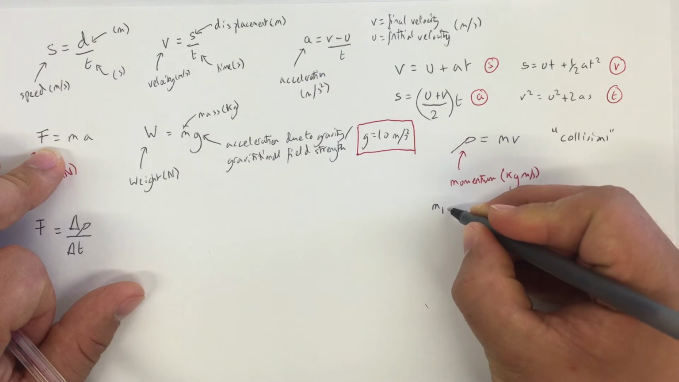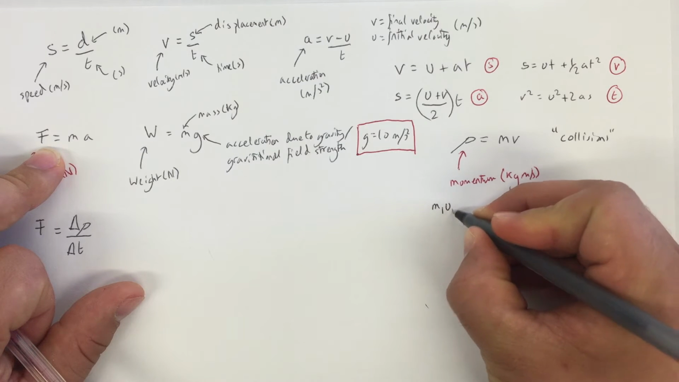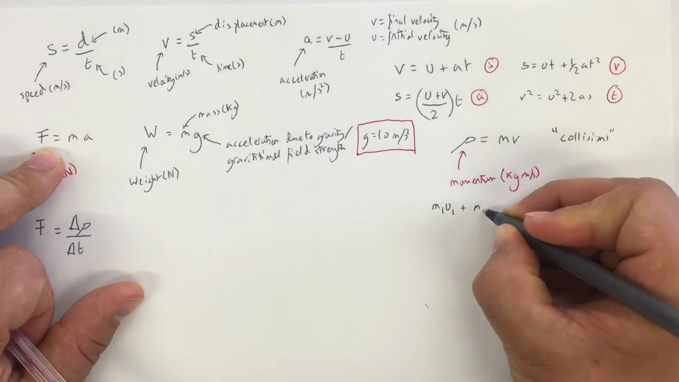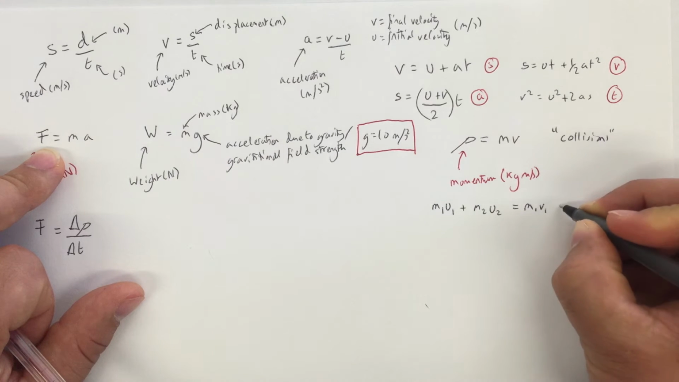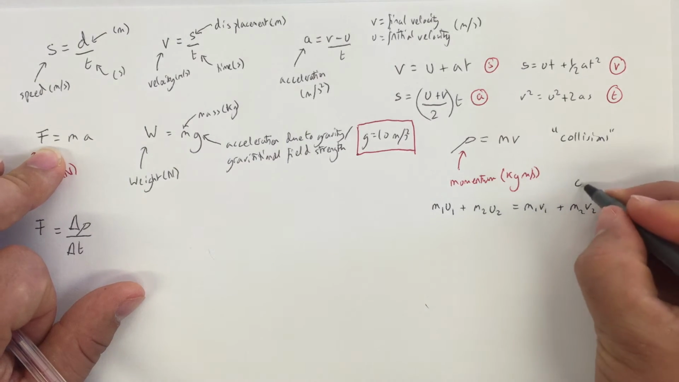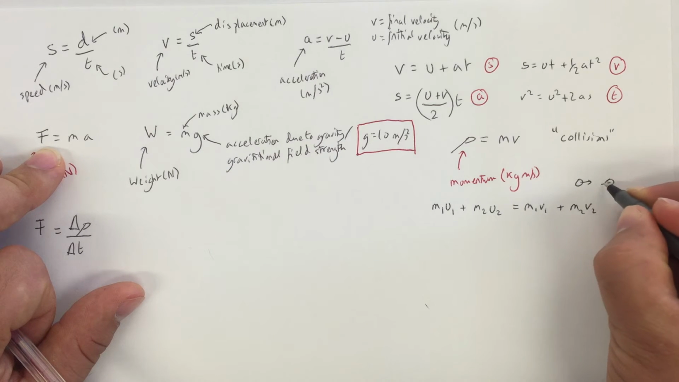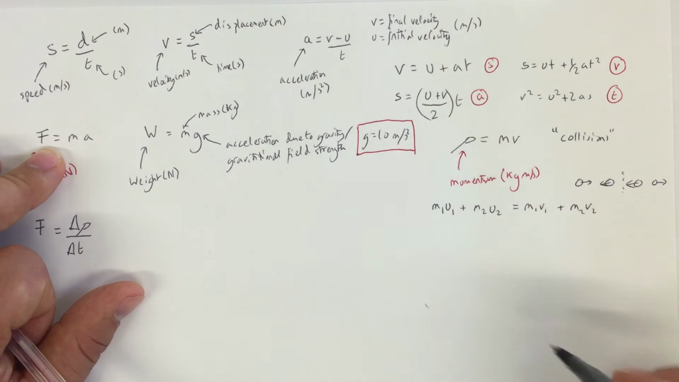The first example that we've got is two objects that are colliding and they rebound off each other. So I can have m1u1 plus m2u2 will equal m1v1 plus m2v2. That's when I've got two objects, they collide with each other, and then after the event they rebound and they're going in opposite directions again.